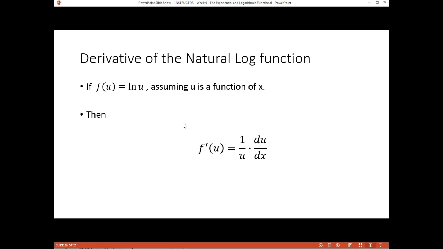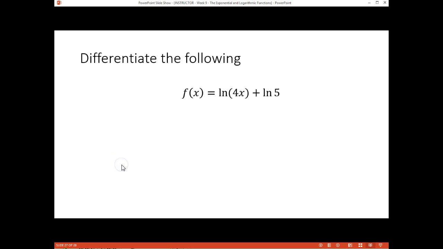Let's talk about the derivative of the natural log function. We do know that if I have a function f of u is the natural log of u, and we're going to assume u is a function of x, the derivative of the natural log of u is equal to 1 over u times du dx. In other words, I take whatever's inside of the natural log, I drop it down into my denominator, and then I multiply it by the derivative of what was in the natural log. Let's look at a couple examples.